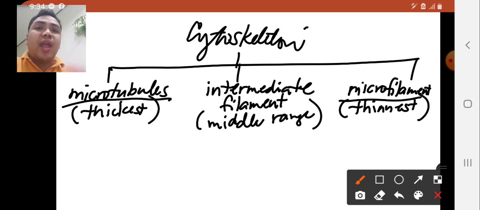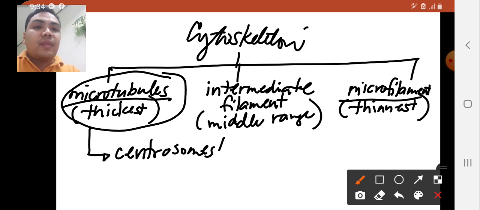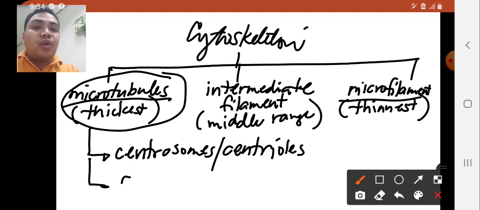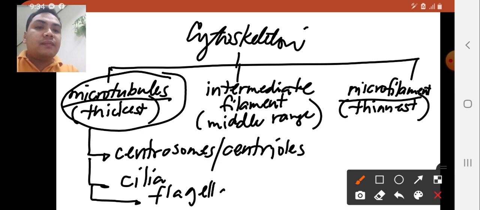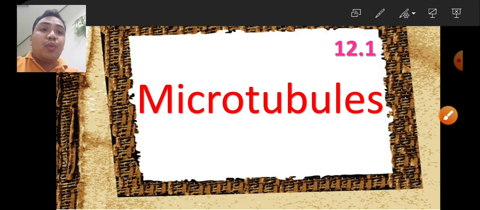And take note, class, that there are some cell organelles that are made up of microtubules. So what are the other cell structures and organelles that consist of microtubules? And these are the centrosomes, also known as the centrioles. And then the next one, you have cilia. And then the last one will be the flagella. So these are some of the structures within the cell that consist of microtubules. And we will discuss it one by one. Okay? So let's begin with the concept dealing with the microtubules.